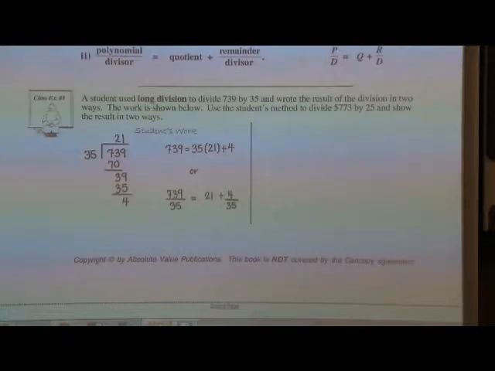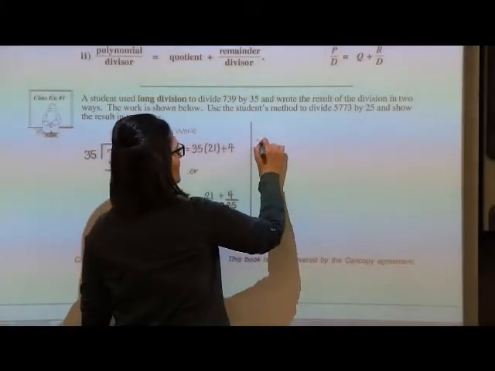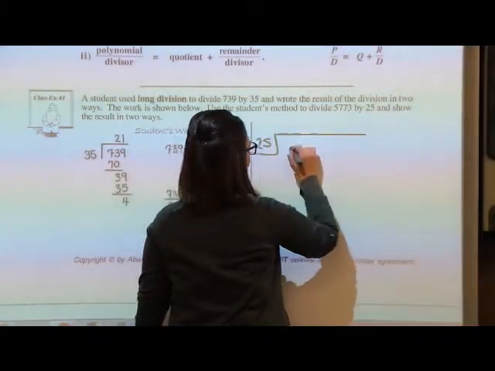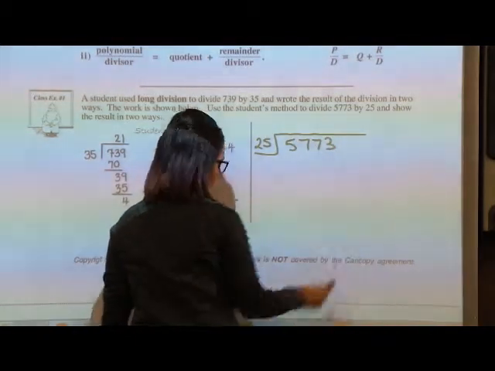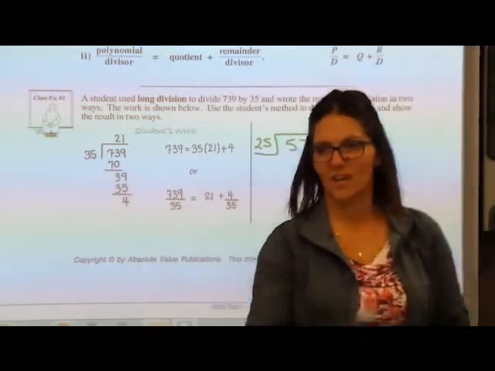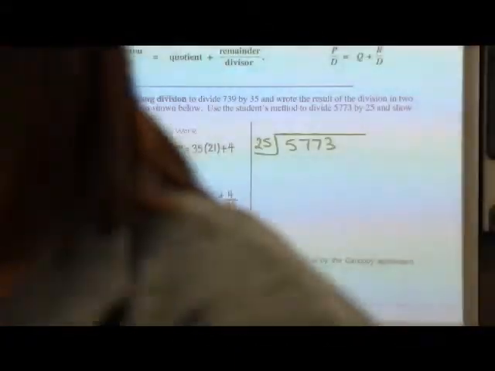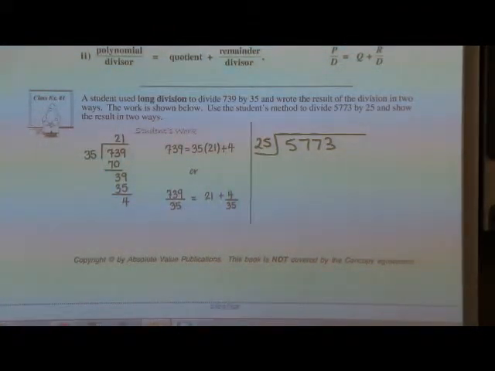So if we look at class example number 1, a student used long division to divide 739 by 35 and wrote the division in 2 ways. So it says use this same method to divide 5,773 by 25, showing the result in 2 ways. So I will give you a moment to work on doing division in that style. Look at the example. Okay, let's review how we can divide without using a calculator.